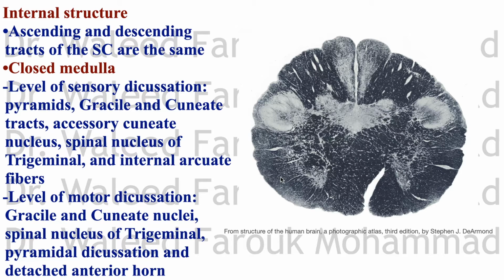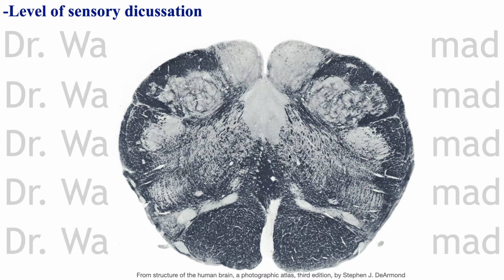This is the level of sensory decussation. See that? Here you have the gracile nucleus and the cuneate nucleus. And this is the cuneate tract. The gracile tract will be here. These are the internal arcuate fibers, which will form the medial lemniscus in the middle eventually.